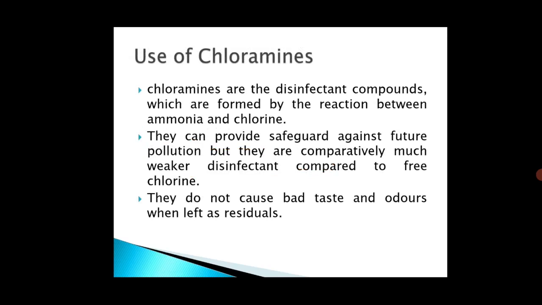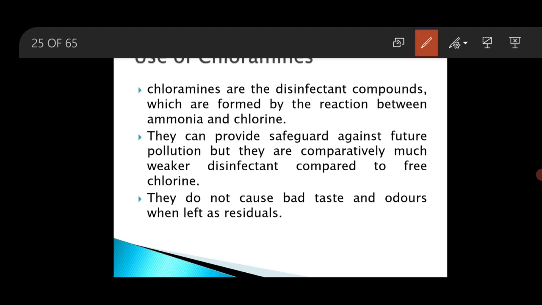Next one is the use of chloramines. Chloramines are disinfectant compounds which are formed by the reaction between ammonia and chlorine. These compounds are quite stable and can remain in water as residual for a sufficient time. Hence, they can provide a greater safeguard against future pollution. But they are comparatively weaker disinfectants as compared to free chlorine.